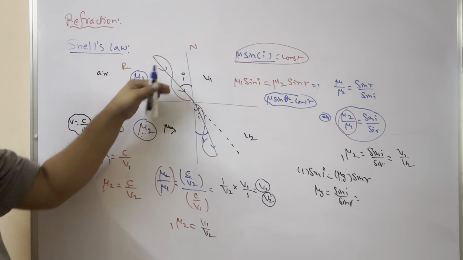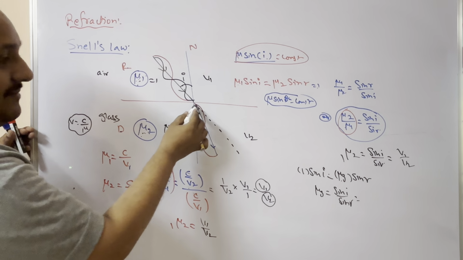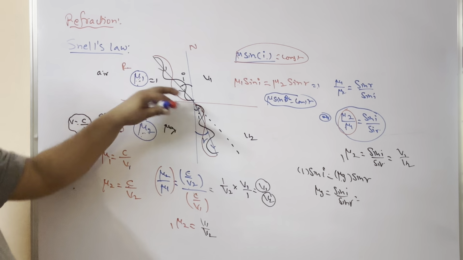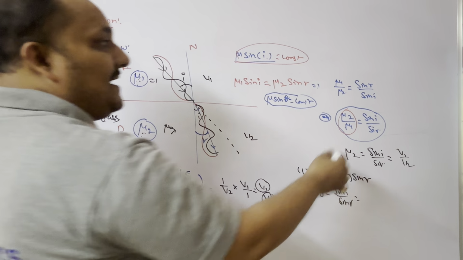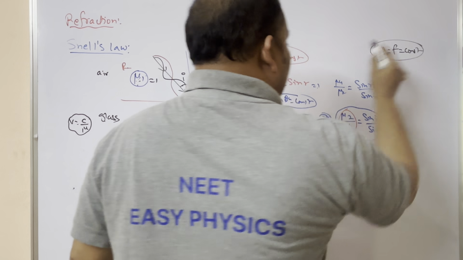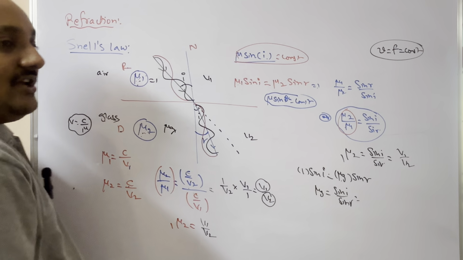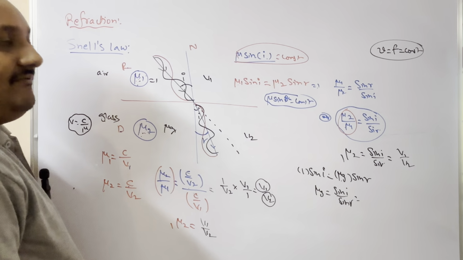Let us assume here two waves are going to be traveling. The same two waves will be traveling here also, but it will be bending. Therefore, frequency remains the same. Frequency mu or f is constant when light travels from one medium to another medium. But what is changing means velocity is changing. Because of velocity, wavelength will be changing.